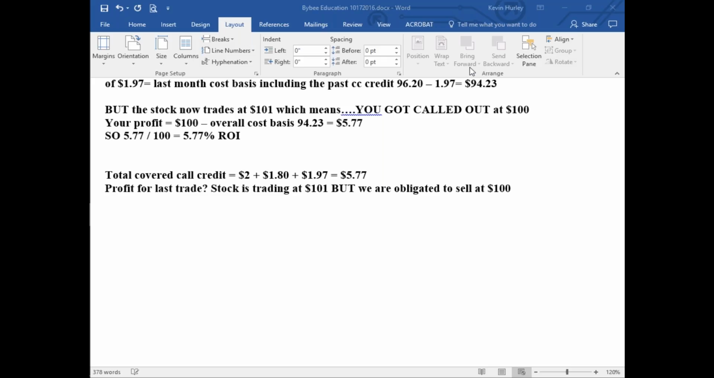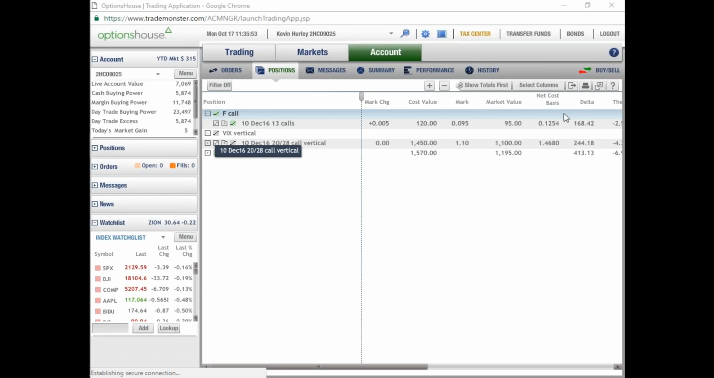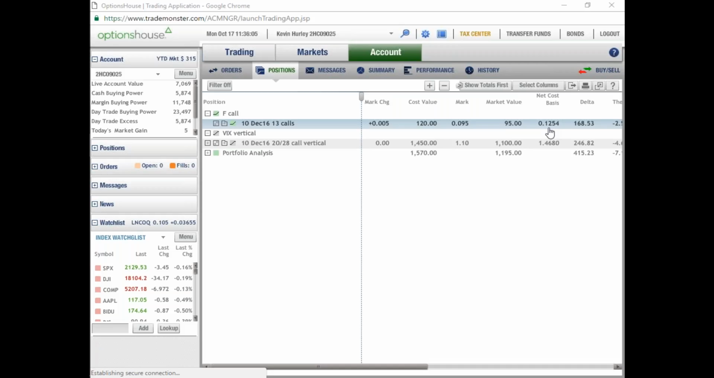So, I've got what I call a little slush fund account. Here is my slush fund account. I've got a cost basis of 12.54 cents on a long call on Ford. So if I've got a cost basis of a long call on Ford for my education group here, it looks like it's a December 16, $13 long call. What does that mean in this position?